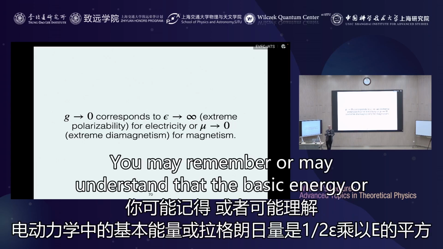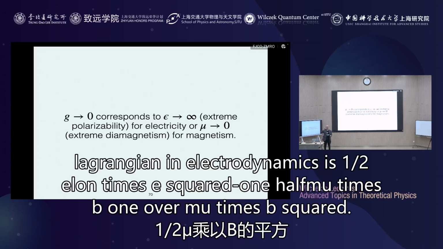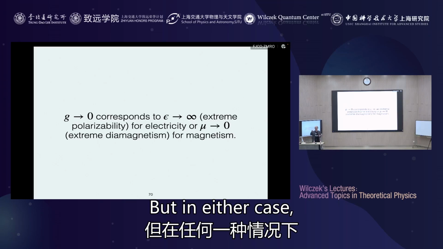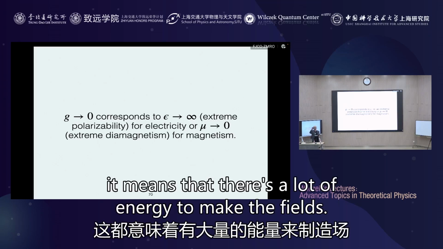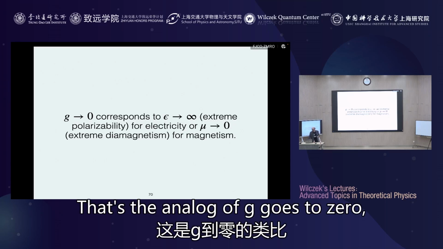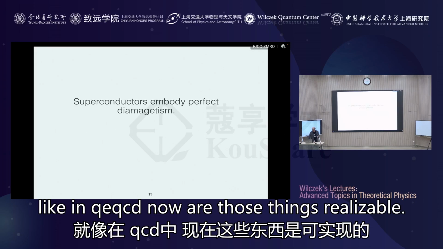Okay, you may remember or may understand that the basic energy or Lagrangian in electrodynamics is 1/2 epsilon times E squared minus 1/2 of 1/mu times B squared. That's why this seemingly very different behavior is just a matter of how things were defined, but in either case, it means that there's a lot of energy to make the fields, and so the fields are 0. So that's the analog of making G goes to 0 in QCD.